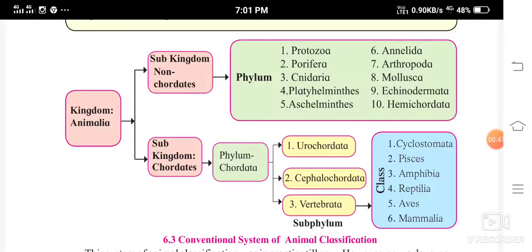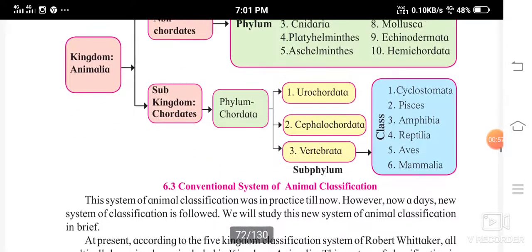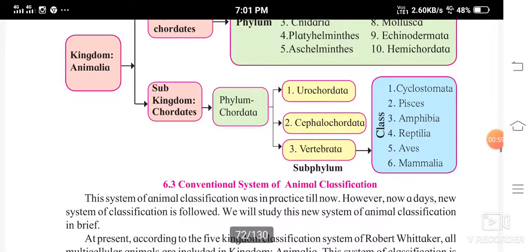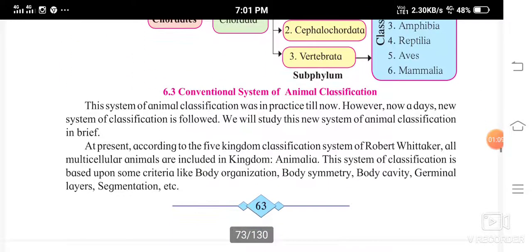Now this phylum Chordata was divided into three subphyla, that is Urochordata, Cephalochordata, and Vertebrata. Then this last one, Vertebrata, was divided into six classes, that is Cyclostomata, Pisces, Amphibia, Reptilia, Aves, and Mammalia. Now see, this system of animal classification was in practice till now.